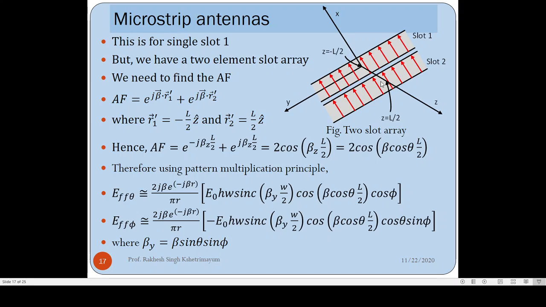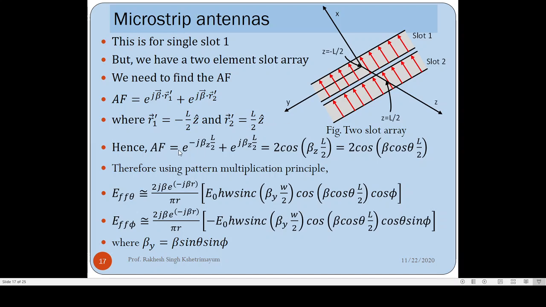So let us try to find the array factor. The array factor is exponential j beta dot r1 dash plus exponential j beta dot r2 dash. You know what r1 dash and r2 dash are: they are the locations of slot 1 and slot 2. So the location of slot 1, r1 dash, is minus L by 2 z hat. This is located at z equal to minus L by 2, and this one is located at z equal to L by 2. R2 dash will be L by 2 z hat.